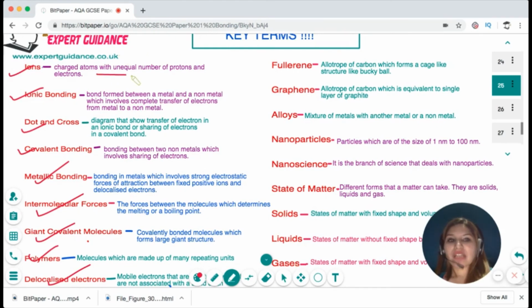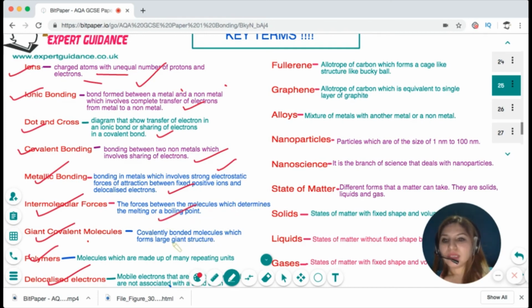Ions are the charged atoms with unequal number of protons and electrons. Ionic bonding is between a metal and a nonmetal, which involves transfer of electrons between a metal and a nonmetal. Dot and cross is a diagram that shows transfer of electrons in an ionic bond or sharing of electrons in a covalent bond. Covalent bonding is the bonding between 2 nonmetals, which involves sharing of electrons. Metallic bonding is a bonding between fixed positive ions and delocalized electrons. Intermolecular forces are the forces between the molecules which determine the melting or boiling point.